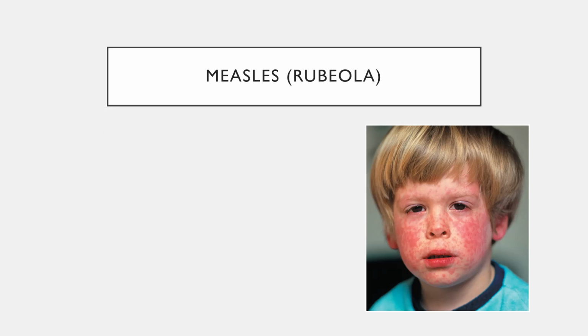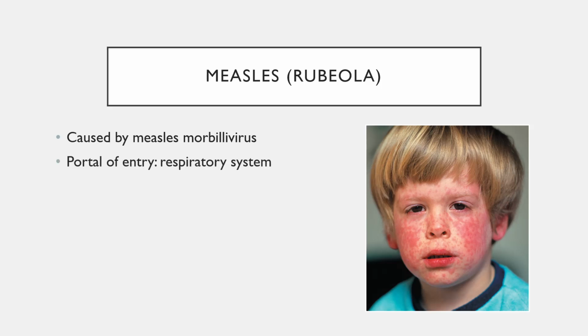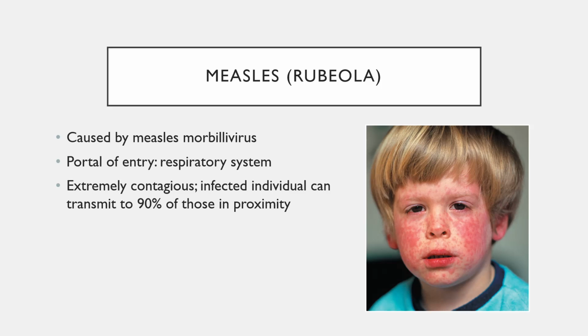Next, we have measles, also sometimes referred to as rubeola. Measles is caused by the measles morbillivirus, and like the previous diseases we've discussed, its portal of entry is the respiratory system. Measles is extremely contagious. An infected individual can transmit the disease to up to 90% of those in close proximity to him or her.